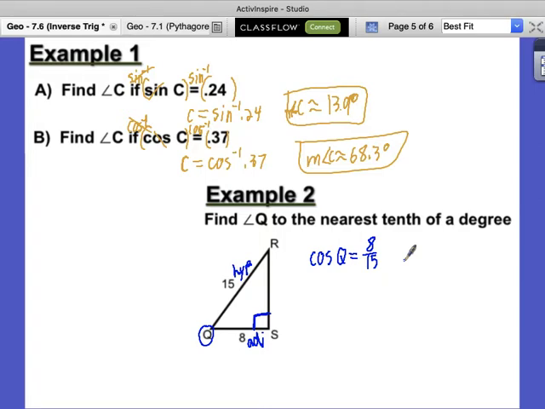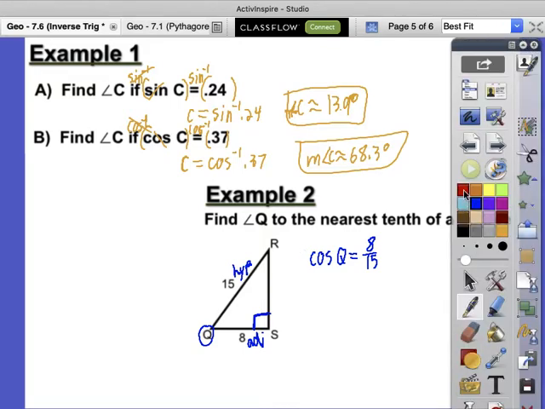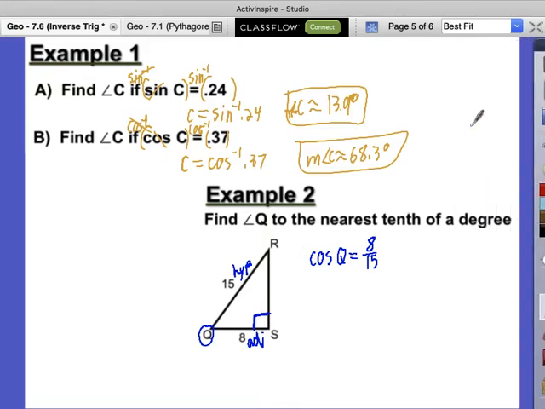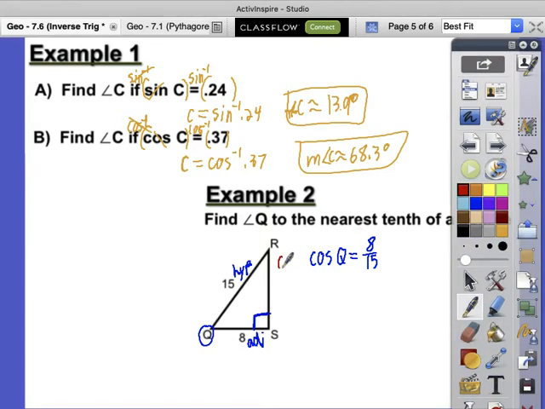So how would I get angle Q by itself? Inverse. Not divide by cosine because we're not multiplying cosine and Q. We have to do the inverse cosine. So we take the inverse cosine. I'll do this in a second color just to highlight it. Okay. We take the inverse cosine of both sides.